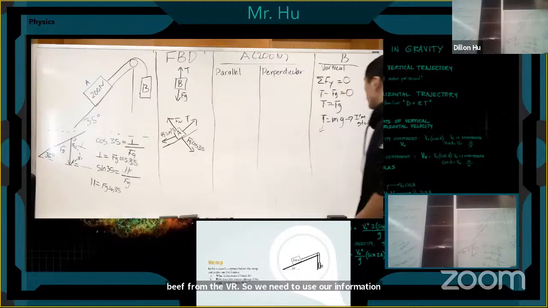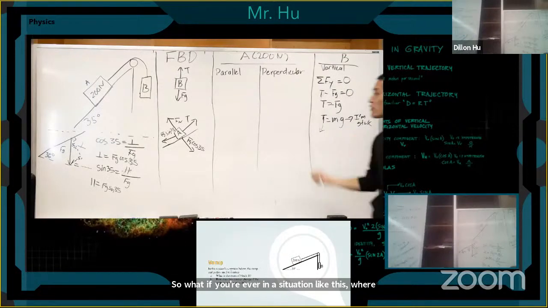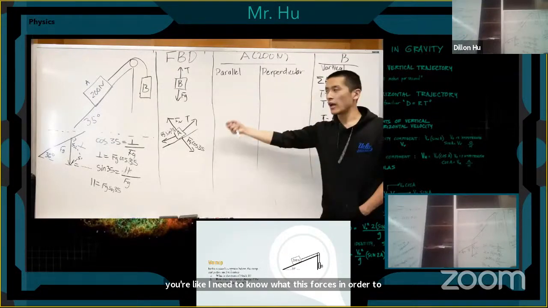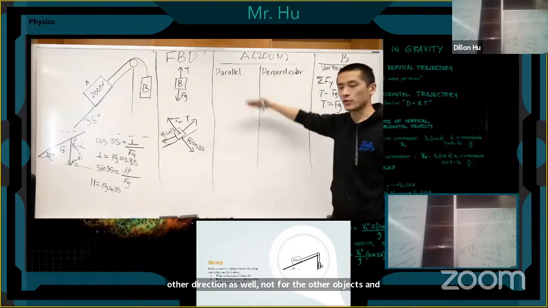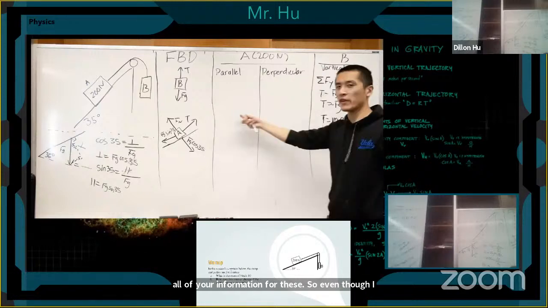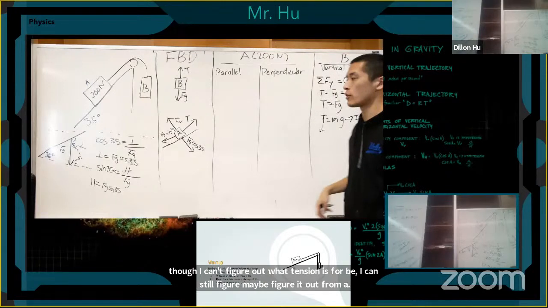So if you're ever in a situation like this, where you're like, I need to know what this force is in order to figure out what this force is, you have to look at the other direction as well for the other objects and make sure that you are exhausting all of your information for these. So even though I can't figure out what tension is for B, I can still maybe figure it out from A. So I started with B, I ran into a dead end, I'm going to go to A now.